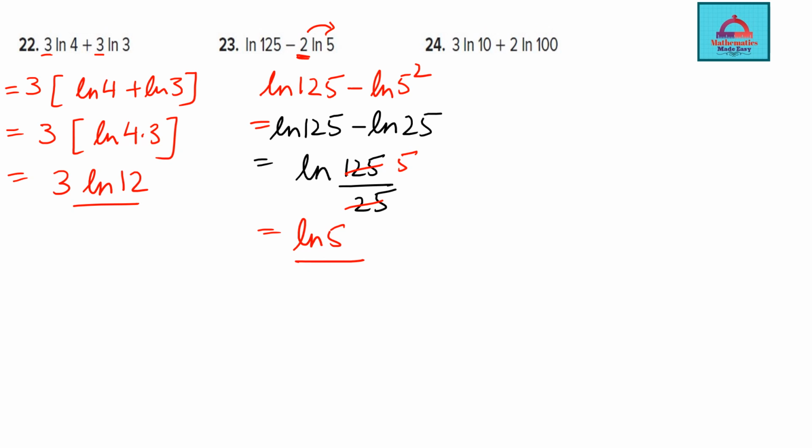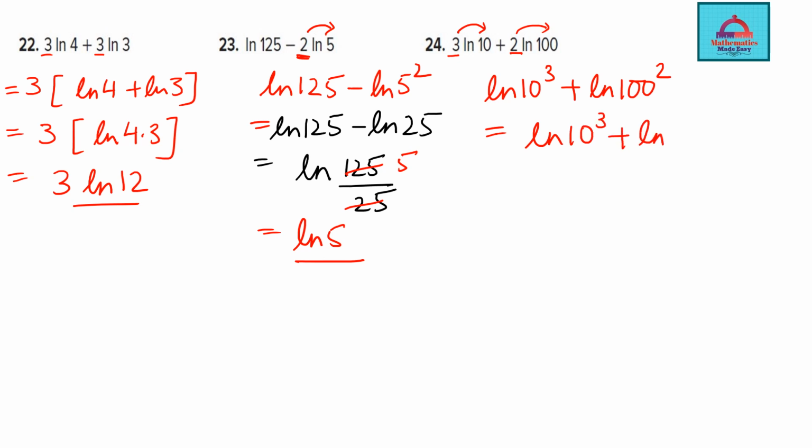Let's do similarly, applying the properties for question 24. Now in question 24, you have numbers which are different, so you cannot take common. Let's move it to the powers. So this becomes ln 3 square plus ln 100 square. Now 100 square will get 4 zeros, so this is 1, 2, 3, 4. So I can write ln 3 square plus ln 10 to the power 4.